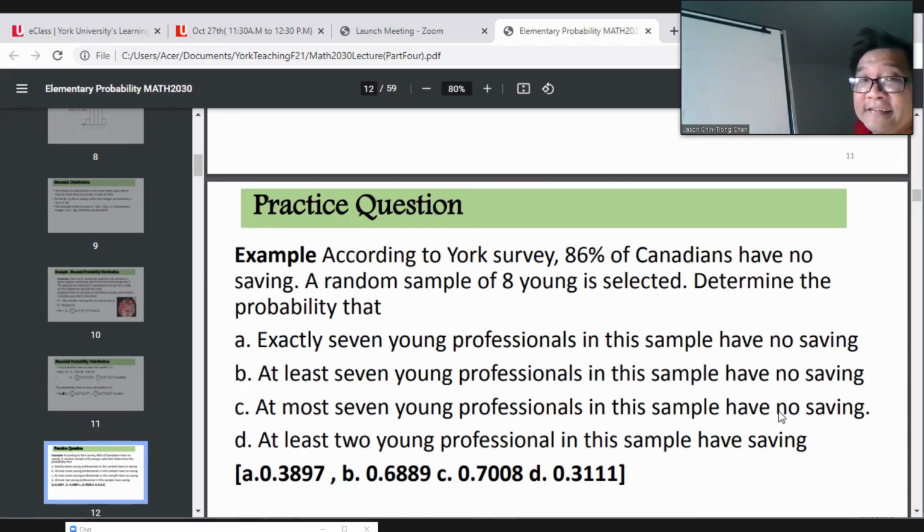Okay, so according to your survey, 86% of Canadians have no saving. So your X refers to no saving. Yes or no? Yeah. Okay. So the model is what? N is what? 8. And then your P is 0.86. Okay.